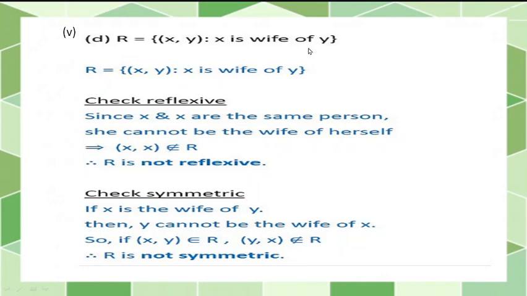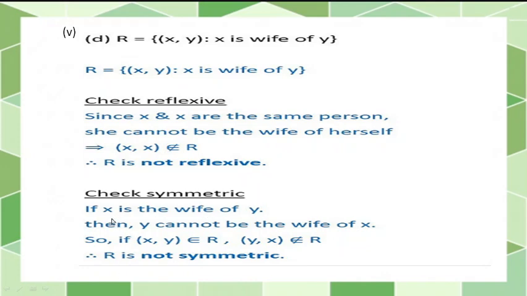Fifth part, x is wife of y. If x is wife of y, here for reflexive we have to talk about the same number. So x and x. How is it possible that a person is wife of herself? This is not possible. So R is not reflexive, because x and x are both the same person.